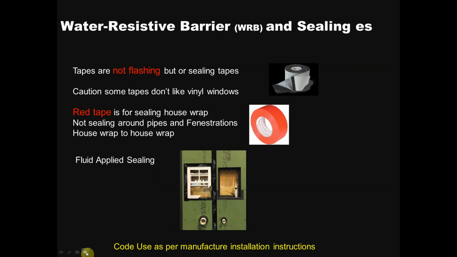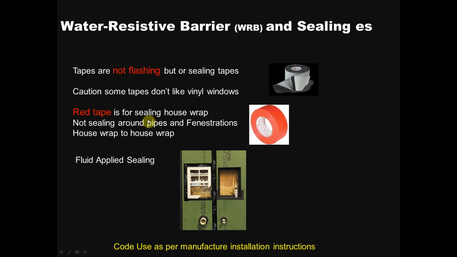Okay, water resistance barrier. I see a lot that the tapes are not flashings, but they're sealing tapes. I've heard a lot of people say, well, we've taped the window to the OSB or whatever. No, that's not a flashing. And you've got to watch some tapes, because they'll eat a vinyl window. So if you're on the job site, you may want to mention it to the guy, or if he's using some brand you don't normally see, they will tend to eat certain vinyl windows.